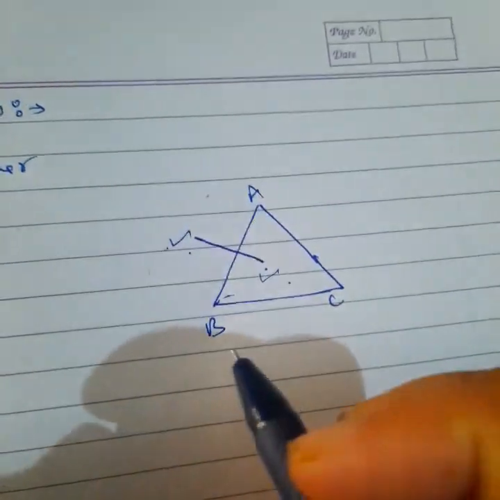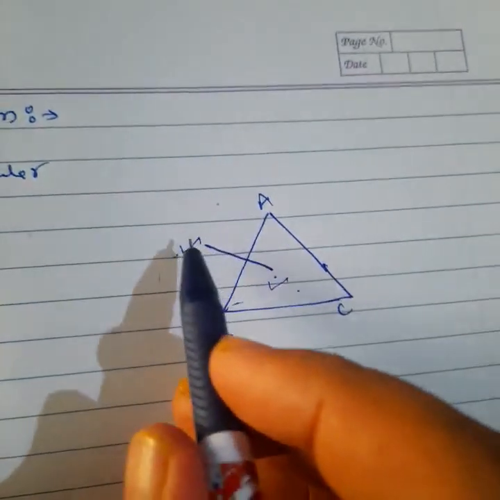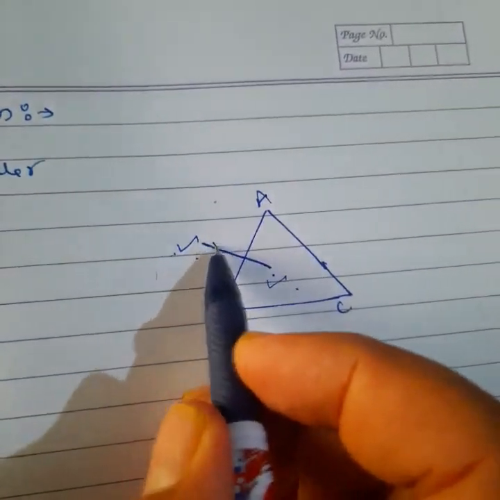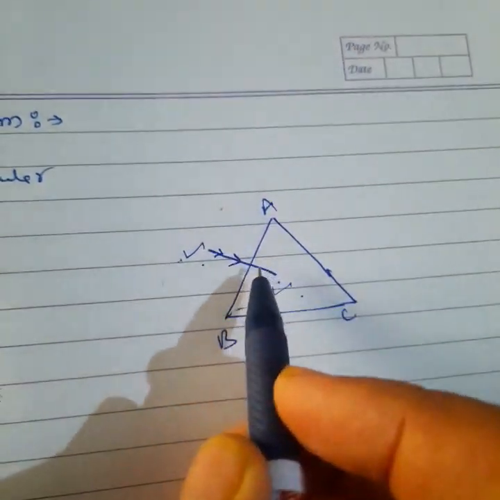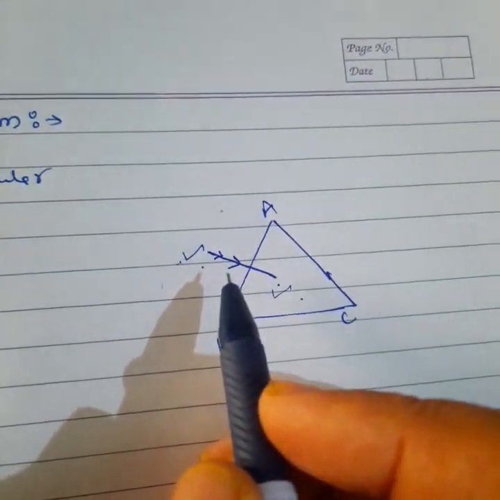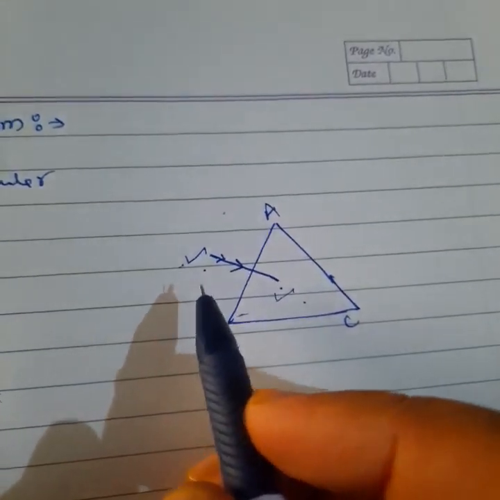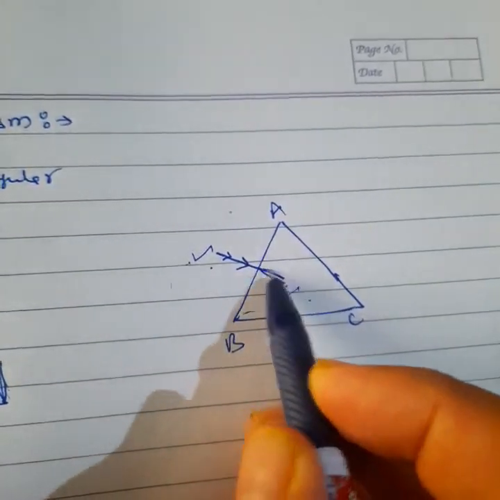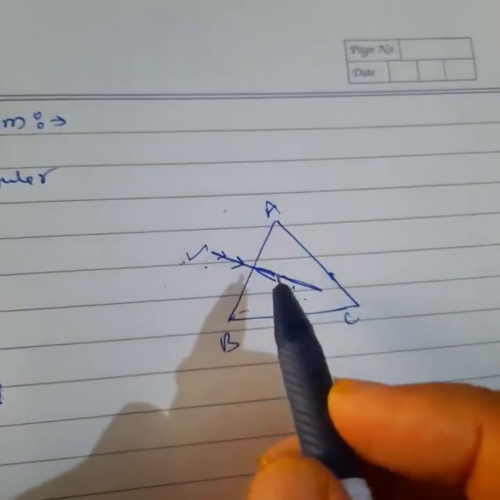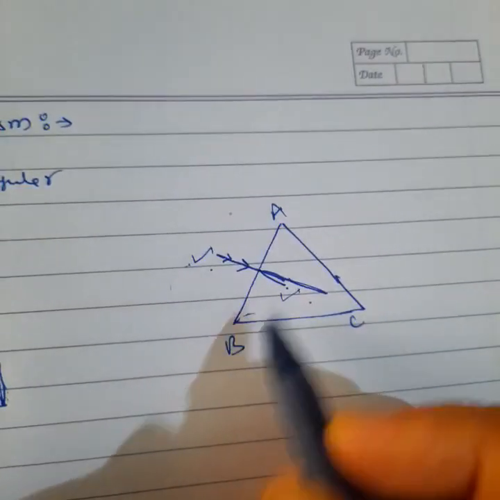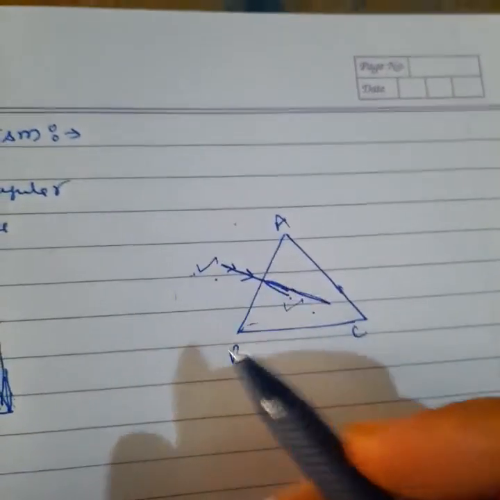This is your normal. Clear? If light comes along the normal, I told you that you will not get any refraction. When light travels along the normal, it will move straight. You will not see any bending, anything like that. Clear?